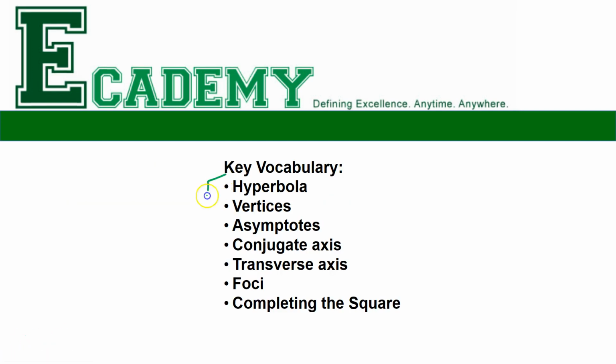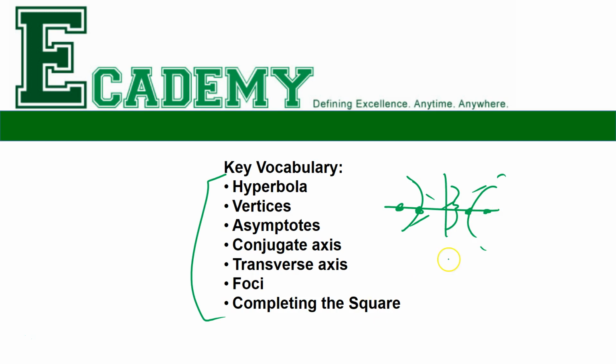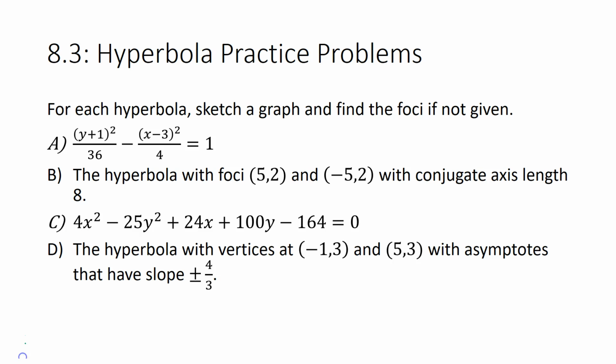Alright, so vocabulary we've been talking about with hyperbolas. Hyperbola, obviously. Vertices, remember that's the places where the transverse axis meets the hyperbola, right? Asymptotes, those are the dotted line things. Conjugate axis is the imaginary one. That's how I remember it, because conjugates are like imaginary things. The transverse axis is the one that spans between the two vertices. The foci, remember, are hugged by the hyperbola. And completing the square, of course, is going to be rearing its ugly head once again with hyperbolas.